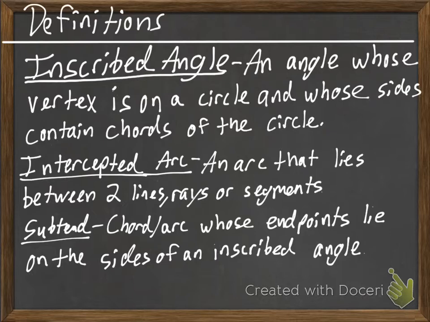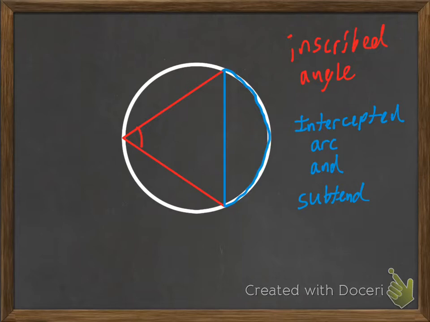So let's put all these words into an actual picture. Here's a picture of our circle. In red we have the inscribed angle. You can see how it's two chords that have the same point here, and then they meet on another edge of the circle. So that's what an inscribed angle is. And then in blue we have the intercepted arc, which is the arc of the circle here. We also have this chord here, which touches the two ends of our inscribed angle. Both the intercepted arc and that chord can be called a subtend.